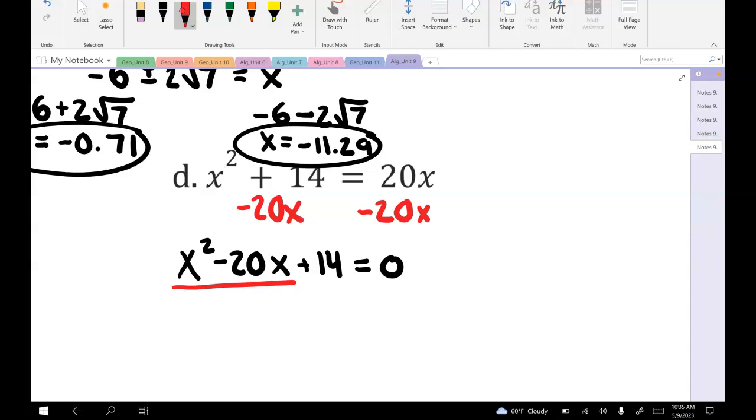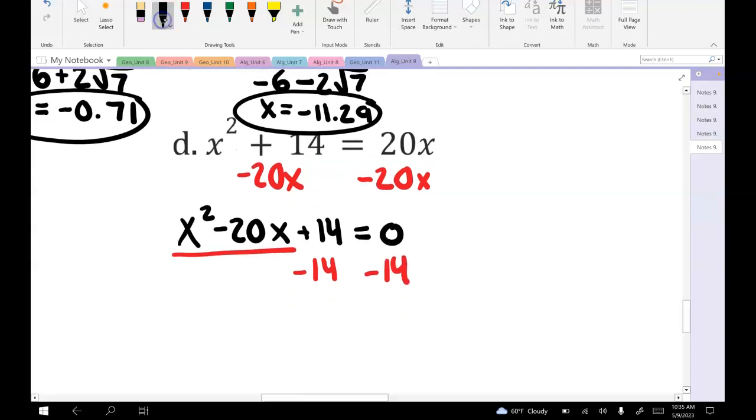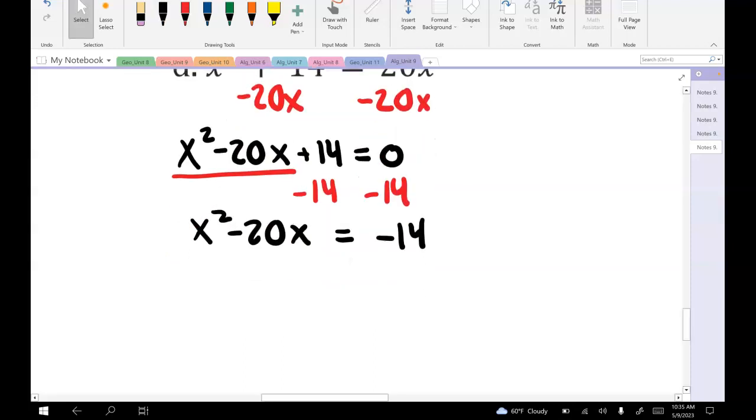To move a positive 14 over, I have to subtract 14 from both sides. So minus 14 and minus 14. Then we're left with x squared minus 20x is equal to negative 14. Now I'm going to show you kind of like me doing these steps in my head. You could do your work. Your next step, like we've done in all the other problems, would be to find your C term, the number you're going to add to both sides. We split negative 20 in half, so that's negative 10, and then we square it. Negative 10 times negative 10 is positive 100. So I'm going to be adding 100 to each side.